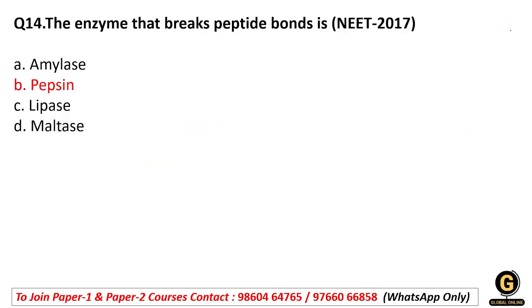Moving forward to the next question. The enzyme that breaks peptide bonds is, the options are amylase, pepsin, lipase and maltase. So the right answer is pepsin, because pepsin is a protease that hydrolyzes the peptide bonds in proteins in the stomach. Where does it hydrolyze? In the stomach. Okay. This question was asked in the year 2017.